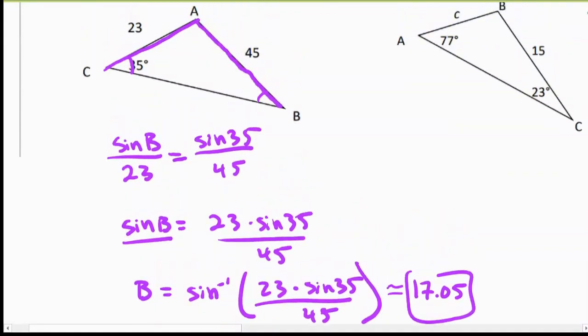And if we're double checking this here, just to make sure, right, the angle B is going to be smaller than angle C because the side that it projects to is smaller. So 17 seems to make sense.